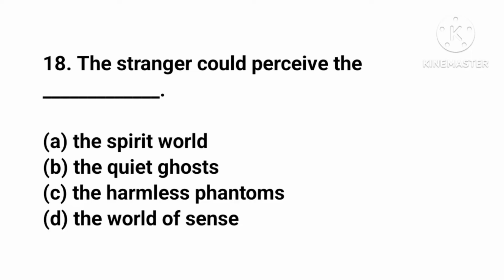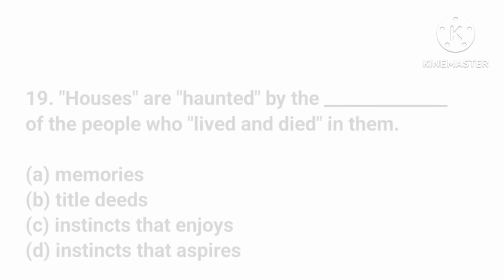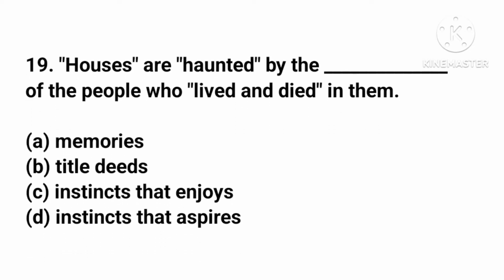Correct. The stranger could only perceive the world of sense, the real world, because he had no idea about the people who lived and died in that house. So he could not connect with anything that had taken place earlier, unlike the speaker who could see clearly and everything was visible to him.